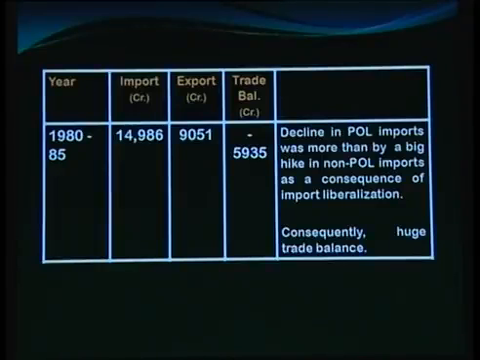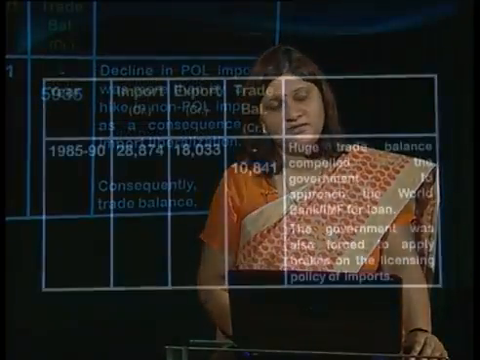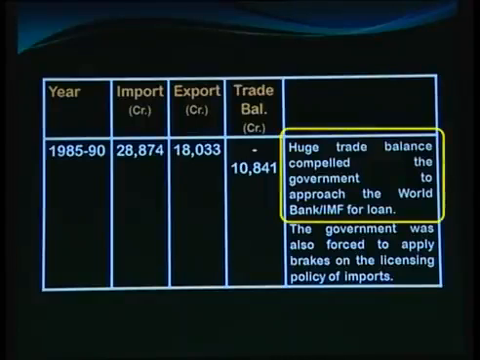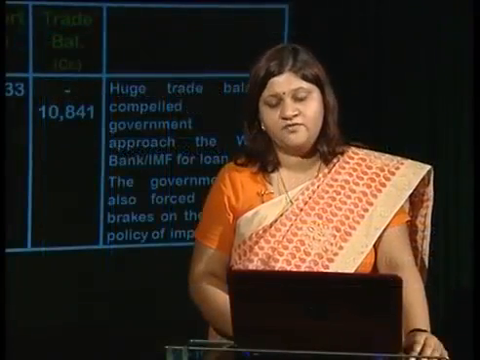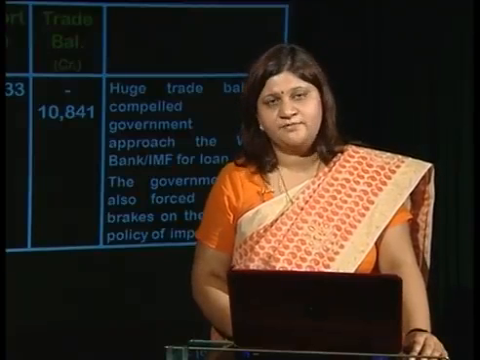The decline in POL imports was more than offset by a big hike in non-POL imports as a consequence of import liberalization. Consequently, a huge trade balance, that is a negative balance, can be seen over here. In 1985 to 90, again we have recorded a deficit trade balance. The huge deficit compelled the government to approach the World Bank and IMF for loans. So, it was a period where India resorted to external debts and took the help of World Bank and IMF in order to overcome the negative balance of payment and balance of trade.